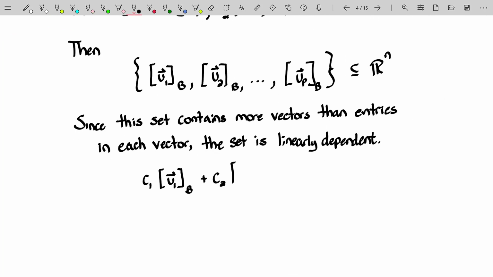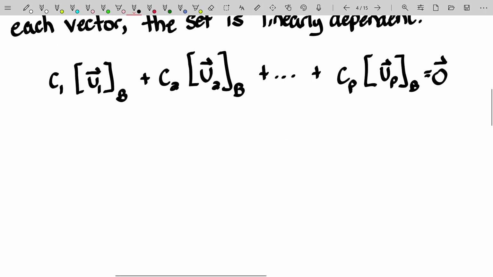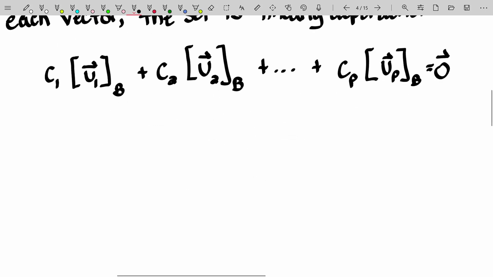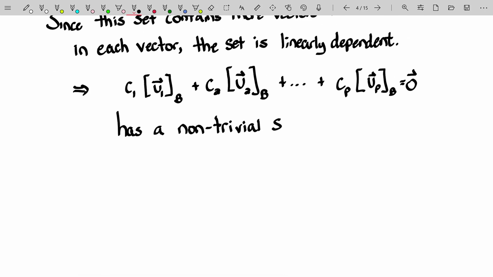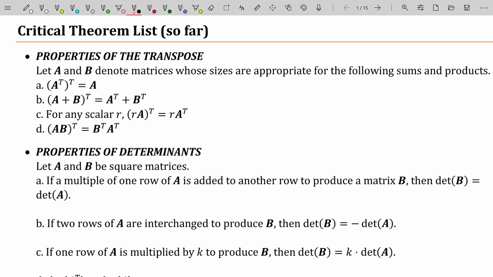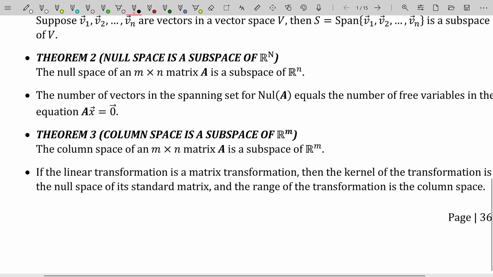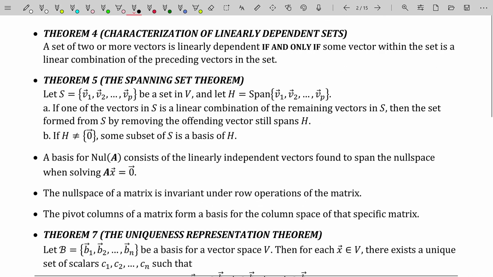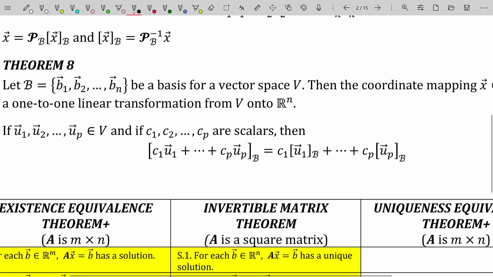Therefore, this equation, this linear combination of the coordinate vectors, must have a non-trivial solution. However, if you followed my lectures, you know that I keep an ongoing list of critical theorems that we've learned up to this point in our course. One of those theorems, which is probably not on this page, but rather on this page, is going to really help. Specifically, this last one right here.